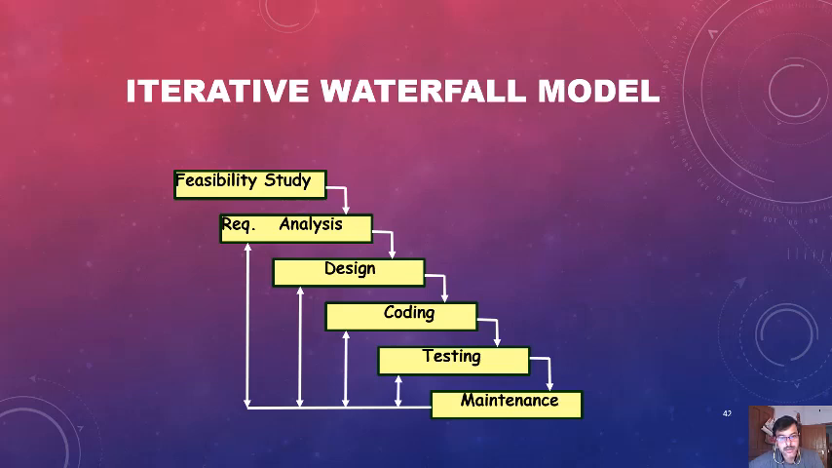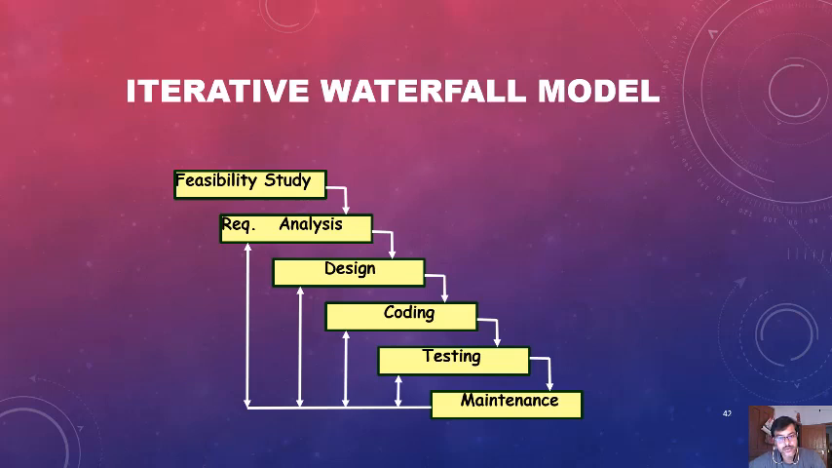Here we find that the feedback paths go from anywhere to anywhere, except the feasibility study. The feasibility study is not necessary again: once you find that the project is feasible, there is no need to get feedback to it again. All the other development stages require feedback paths.